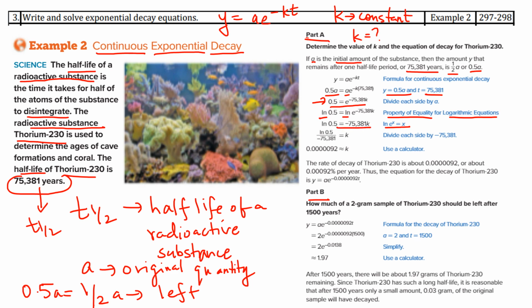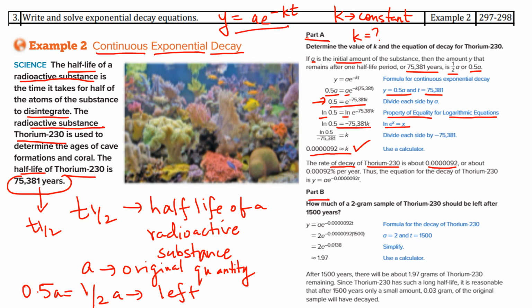We need k, so we are going to divide both sides by this value, which is negative 75,381, and that's how you get your k. Now this k is very, very small. What does that indicate? The value of k is very, very less. It's having so many zeros, you can see 0.00000092. So this value tells you that the rate of decay for thorium-230 is very less, and that's quite evident. That's why it is taking so much time, so many years to disintegrate and be half.